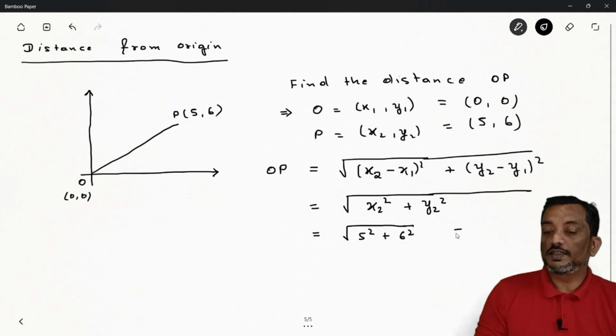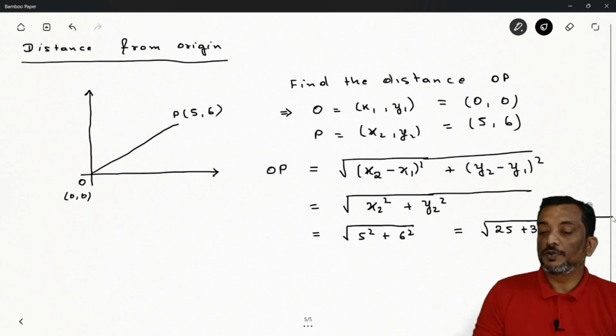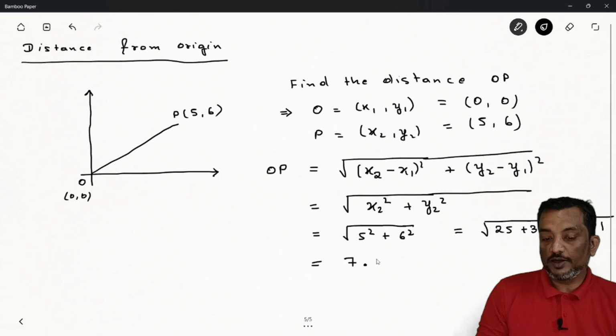So 5 square is coming how much? You have 25, and 6 square is coming 36. So their sum will come how much? 6 times 5, 1 and 3 times 2, 5 plus 1, 6, 61 you will get. Okay, so if you want, you can use the long division. Final value will come 7.81.